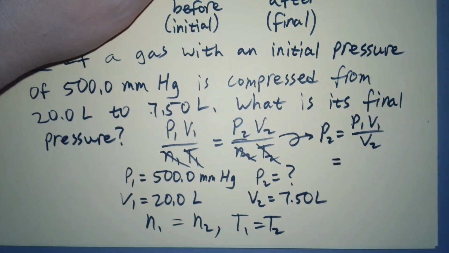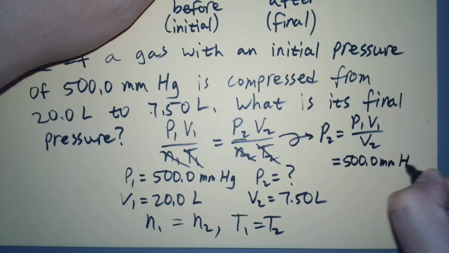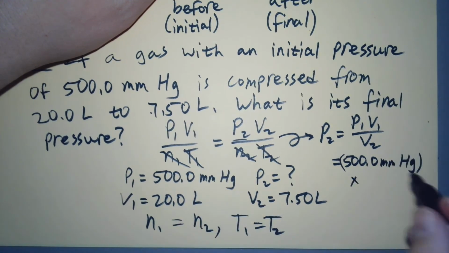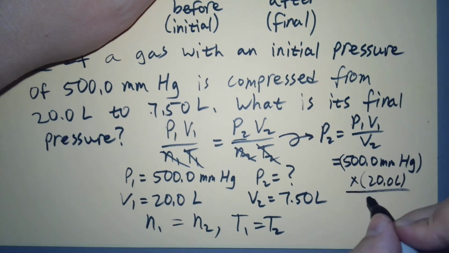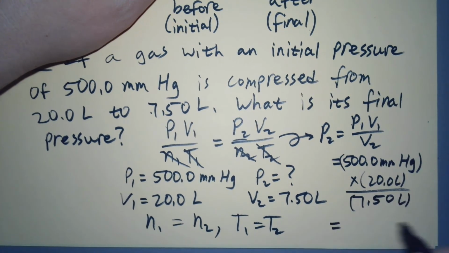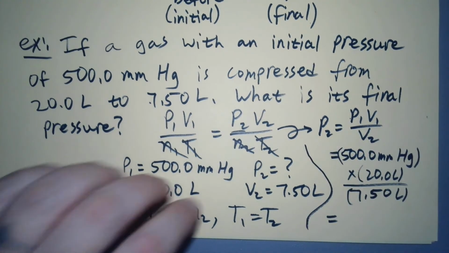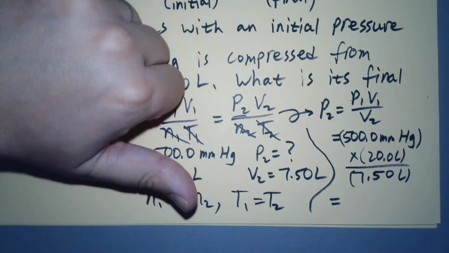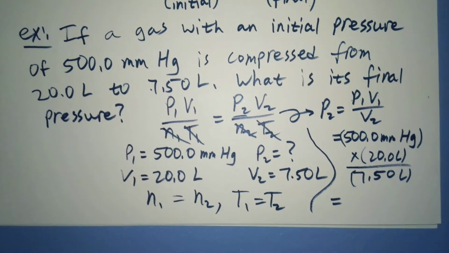And then I plug in my variables. 500.0 millimeters of Hg times my initial volume, V1 of 20.0 liters. And then we're going to divide all that by 7.50 liters. Now, think about this for a second before we do the math. See if you're building those instincts. Do you expect the pressure to be higher or lower at the end here? Are we going to go up from 500, or are we going to go down from 500?